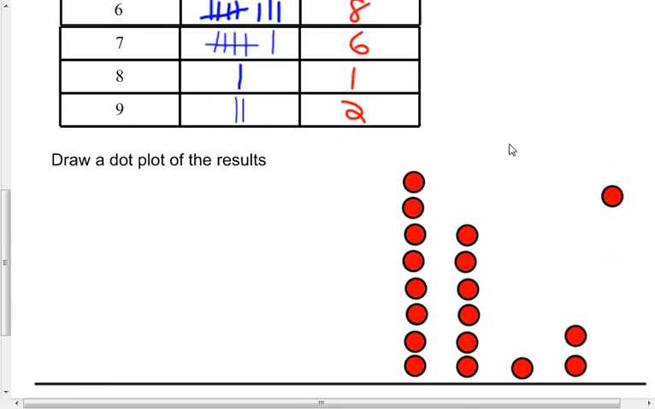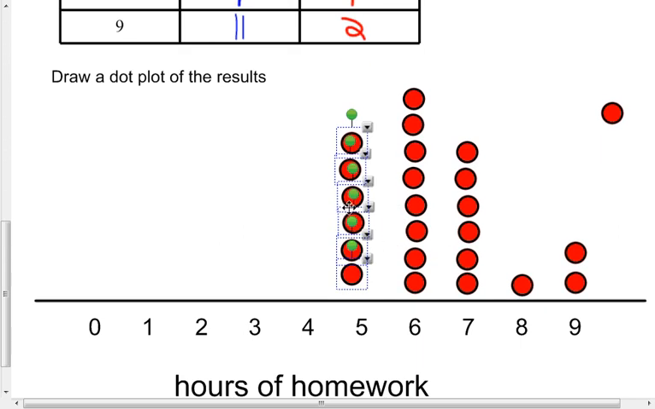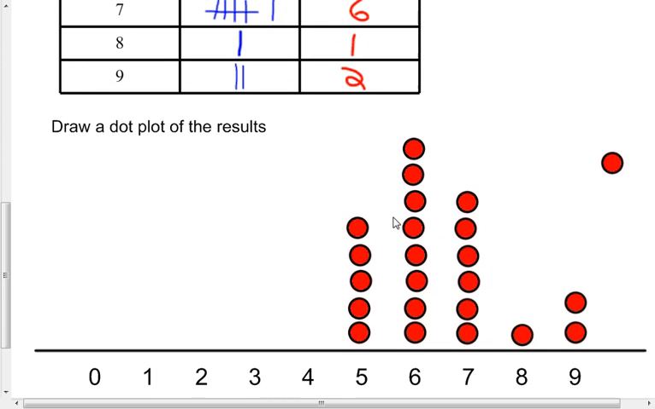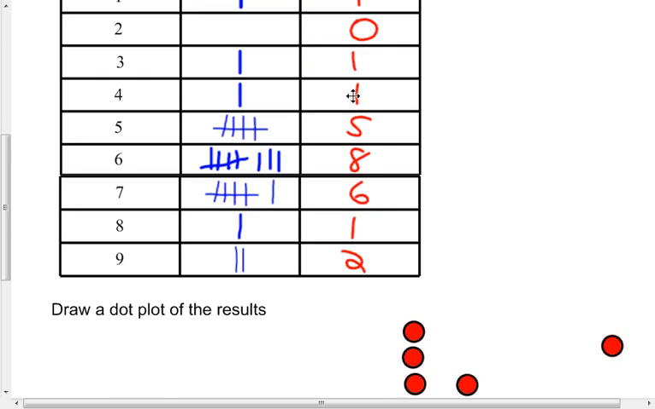5 students spent 5 hours. So we'll paste those again. We'll slide these down over here. All right, let's slide it over a little. There we go, and we'll delete one of these. That's 5 students spent 5 hours. 1 student spent 4 hours.